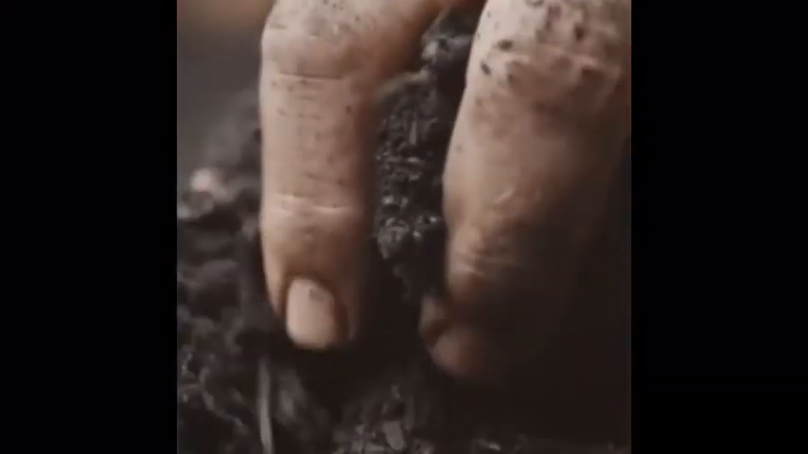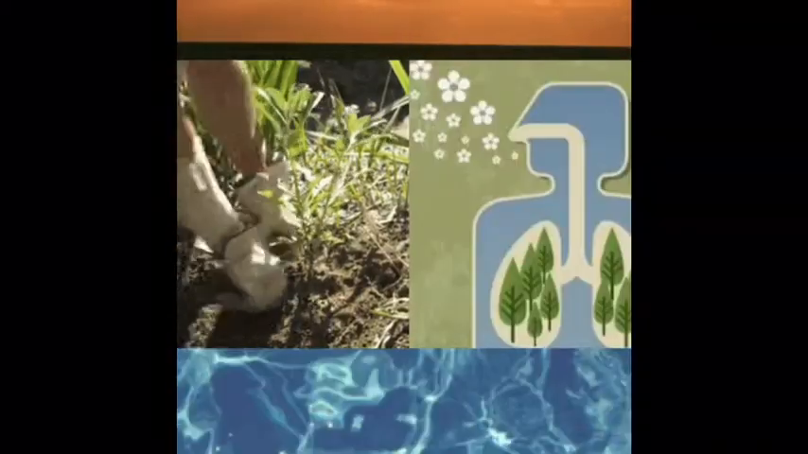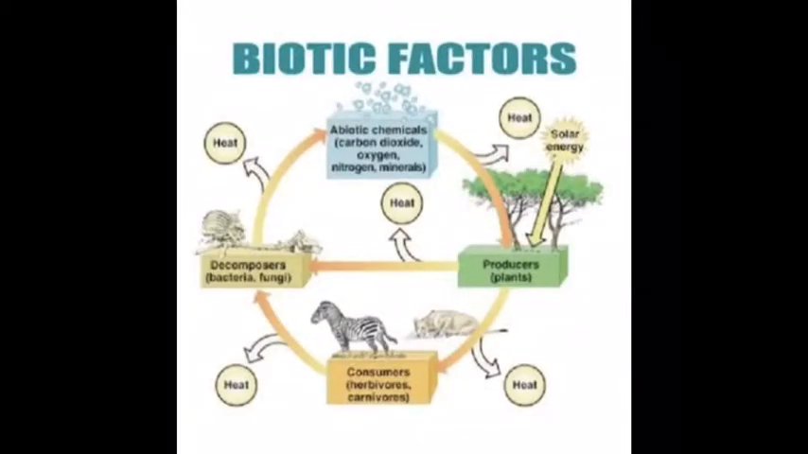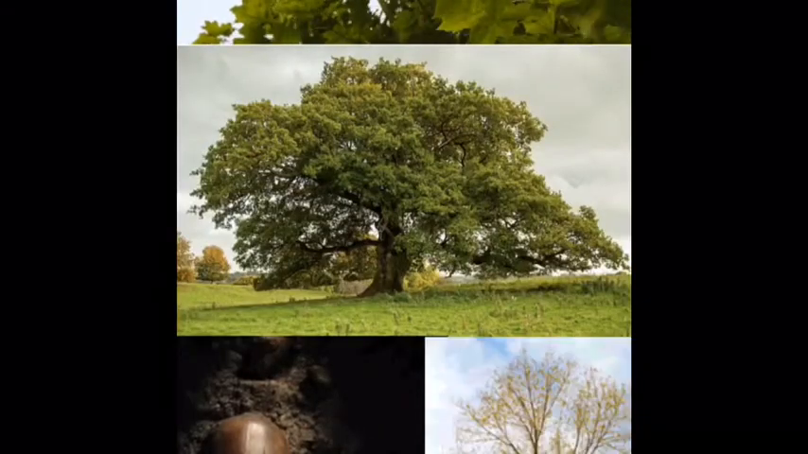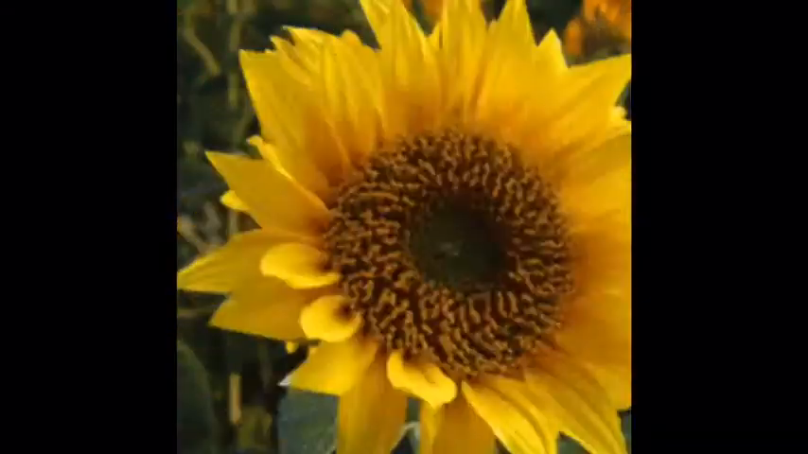The sun, soil, air, and water are also abiotic factors that are essential to the biotic factors like the oak trees, sunflowers, coyotes, red fox, and hawk.